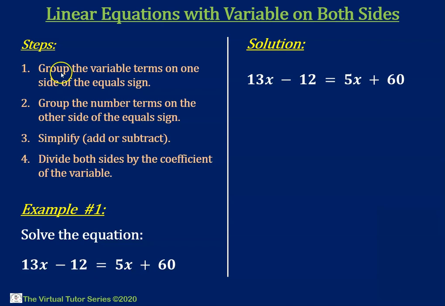Step 1 is to group the variable terms on one side of the equal sign. So let's move 5x to join 13x on the left-hand side. 5x at the right-hand side becomes negative 5x at the left-hand side. Therefore, we have 13x minus 5x at the left-hand side.